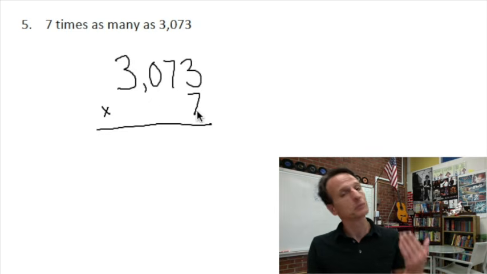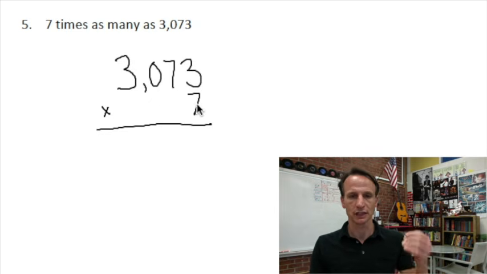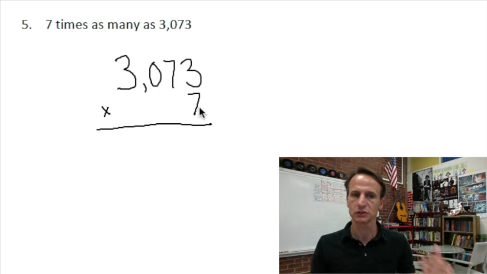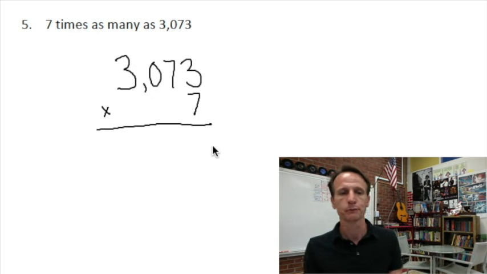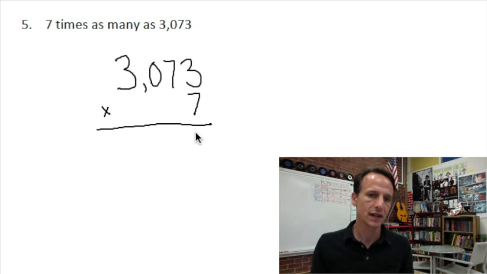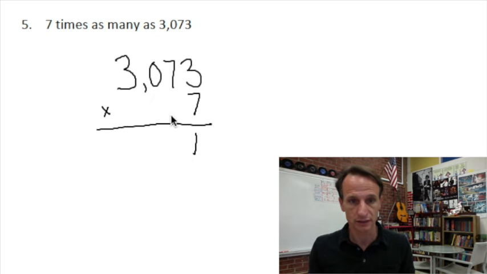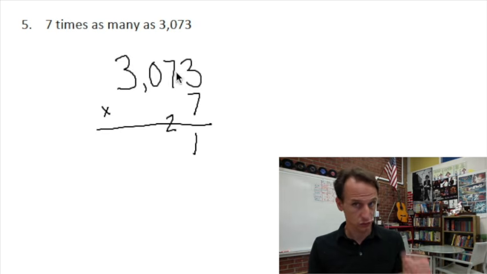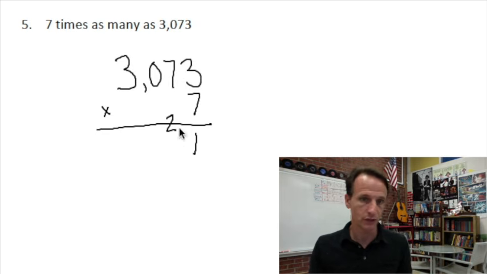And remember, in standard algorithm, we're just looking at 7 times 3, 7 times 7, 7 times 0, 7 times 3. Okay, so let's do that. 7 times 3 we know is 21. We will place that 1 and regroup the 2 in the tens place. And so 7 times 7, yeah, 49 plus 2, 51, and we regroup that 5 in the hundreds place.